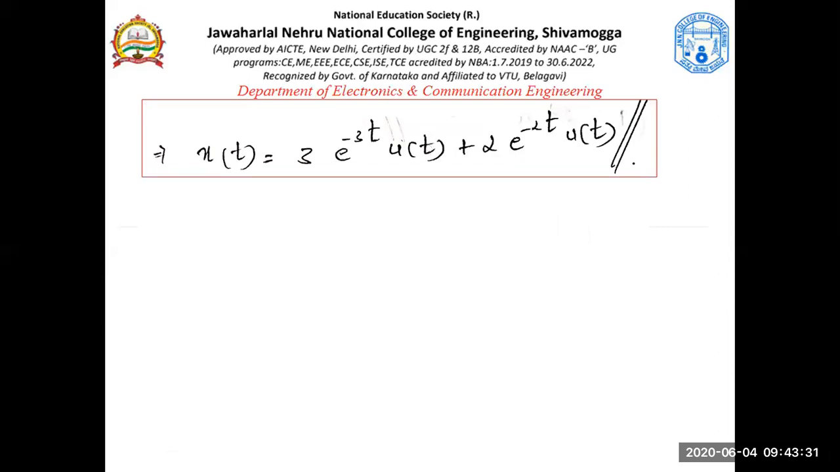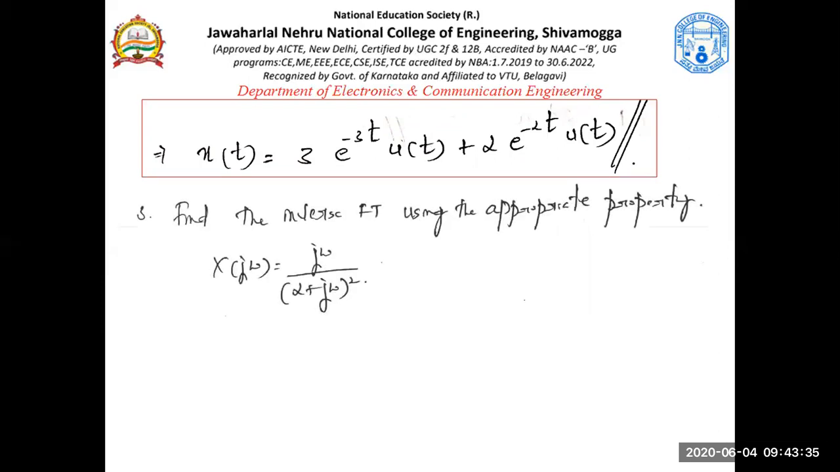Okay. So let's move on to another problem, that is, find the inverse Fourier transform by using the appropriate property. Now see here, the first problem was using the equation for x of t. The second problem was using the partial fraction expansion. And the third problem is using the appropriate property. You have to find out x of t.